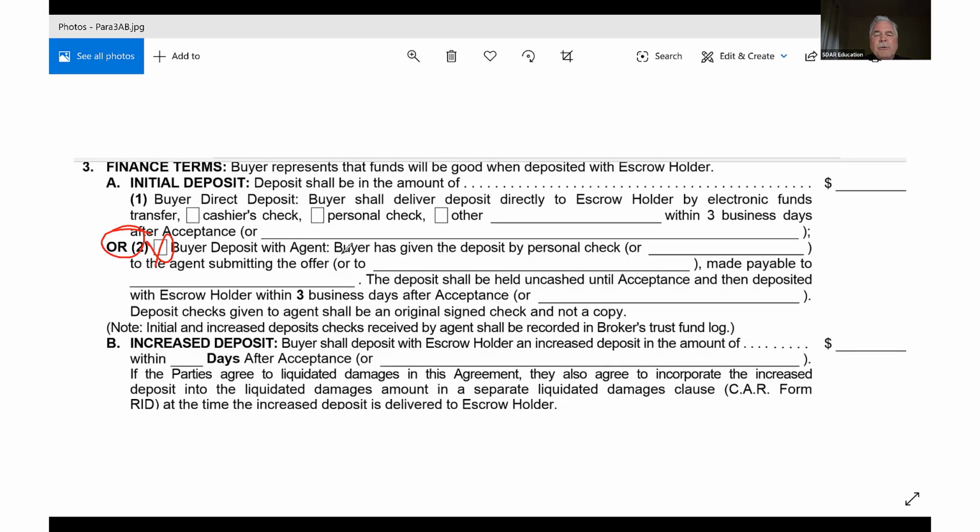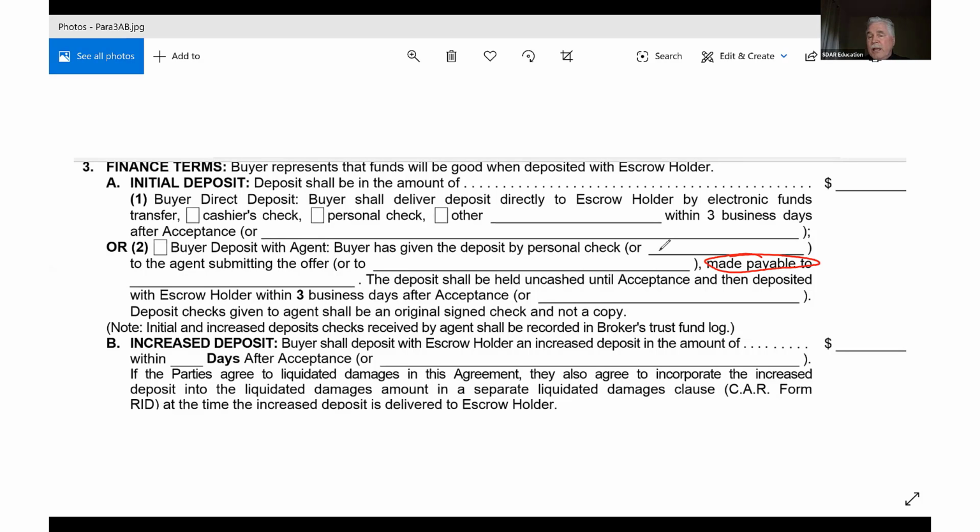So the buyer's deposit with the agent. Buyer is given the deposit by personal check, that's the default, or whatever, to the agent submitting the offer, or to escrow, made payable to, and a lot of times we have it payable to the escrow company, or to the title company, or to the broker's trust account. So remember, if you're going to do number 2, you can't leave any blanks in there. You have to let us know who it's going to be made payable to.